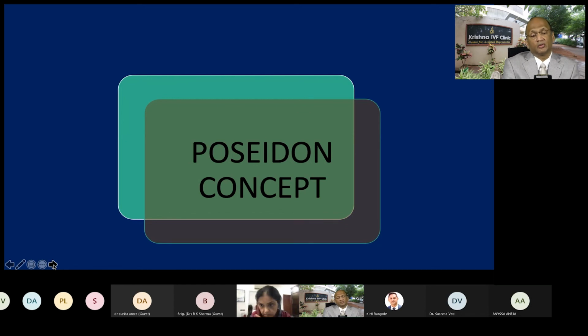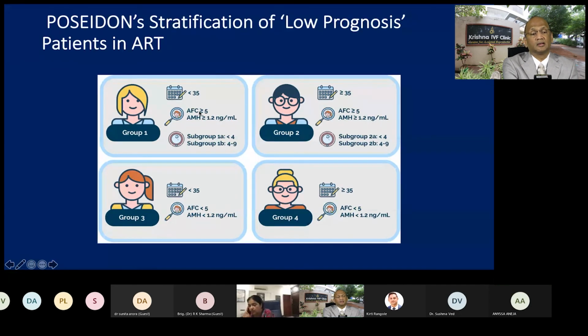That is how the Poseidon concept has come in, and I will show you the concept in the next slide. So the Poseidon 1 and 2 are the upper two, group 1 and group 2, and when you notice that group 1 and group 2 always have adequate AMH values, whereas group 3 and group 4 are the poor responders.